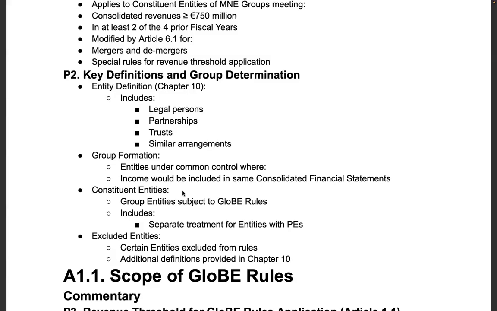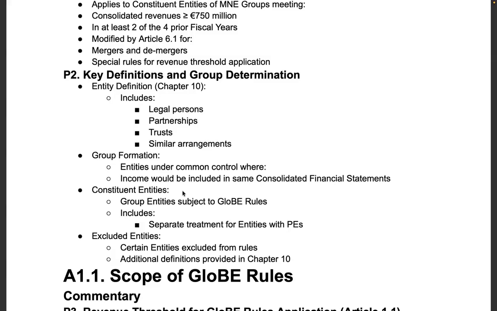So the expression entity has been designed to include legal persons, partnerships, trusts, and similar arrangements as well. Group formation: entities under common control are ordinarily referred to as groups, where income would be included in the same consolidated financial statement. So that's the concept of group. Consolidation always applies to groups.